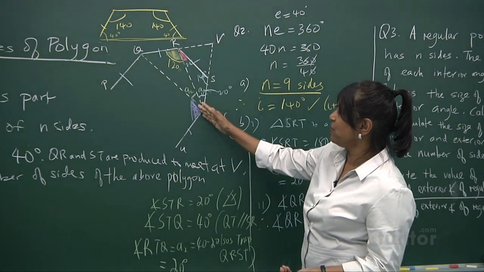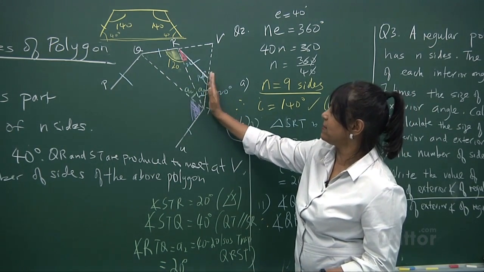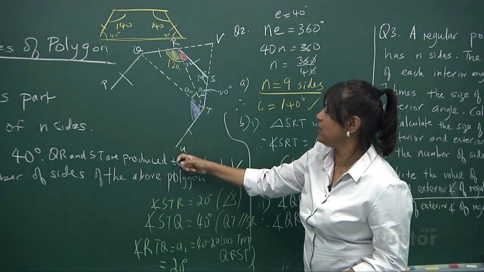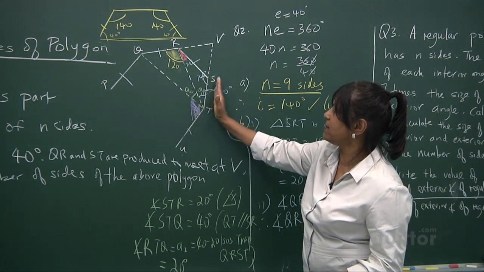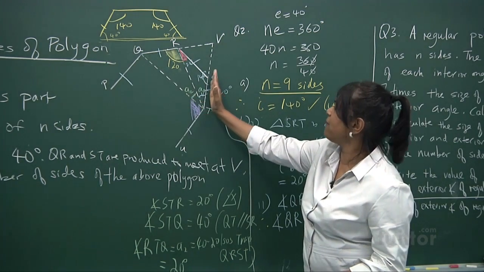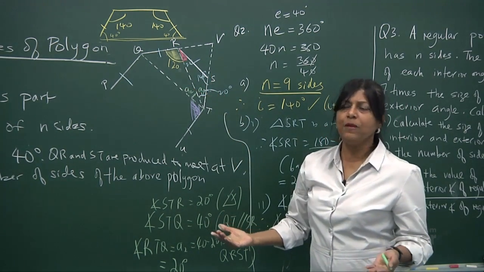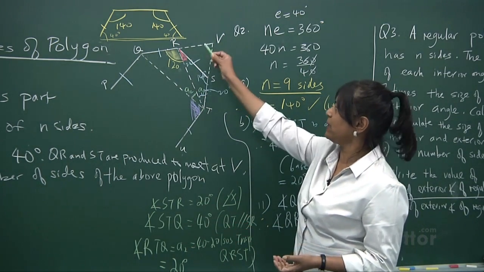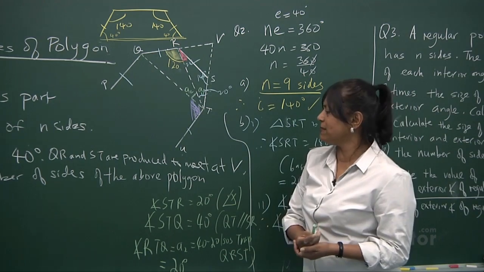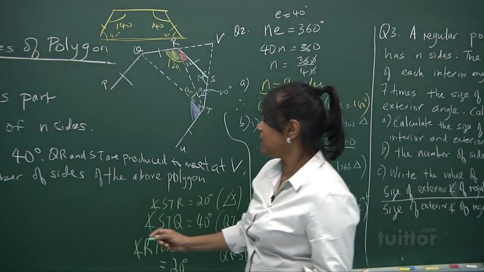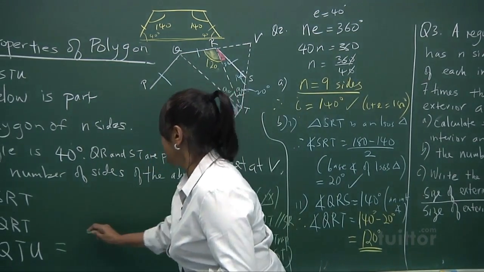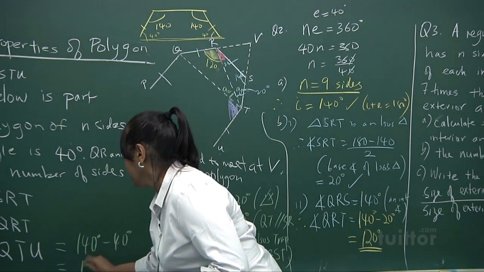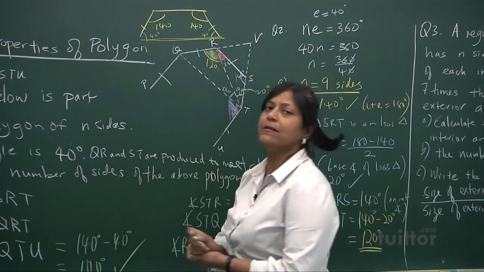Anyway, I don't even have to go into all that. I just want to show you this is 40 degrees. So what will be QTU? This whole angle here is 140. 140 minus 40 is very clear cut without this explanation too. I just want you to take note of the isosceles trapezium. So angle QTU will be 140 minus 40 degrees, and that angle will be 100 degrees.